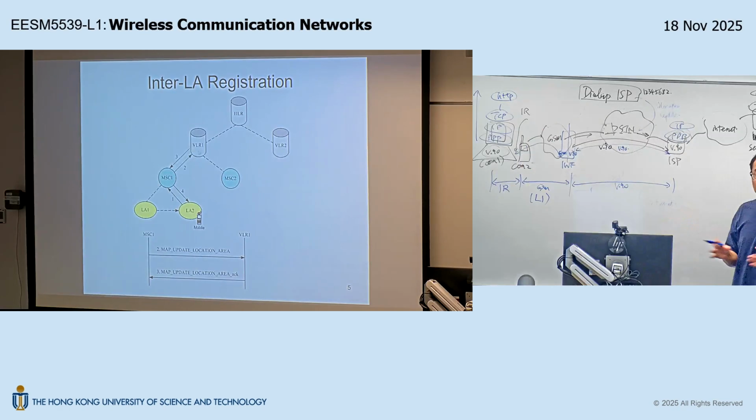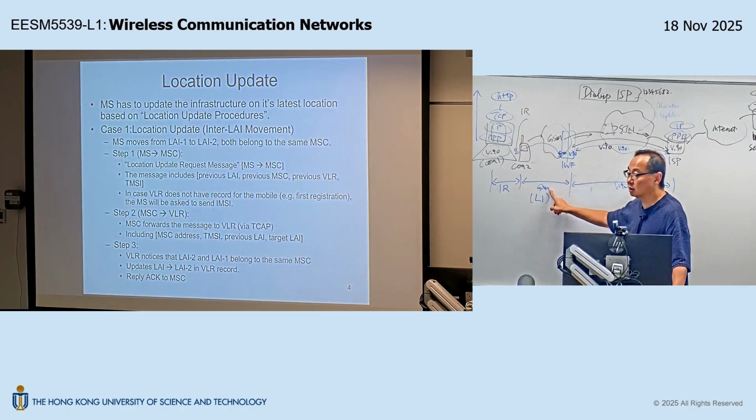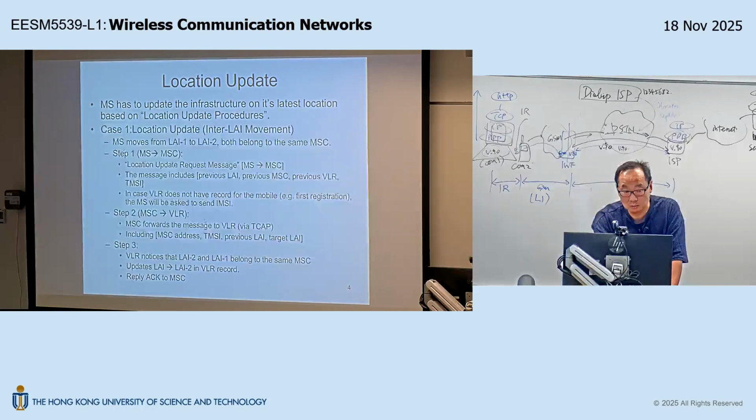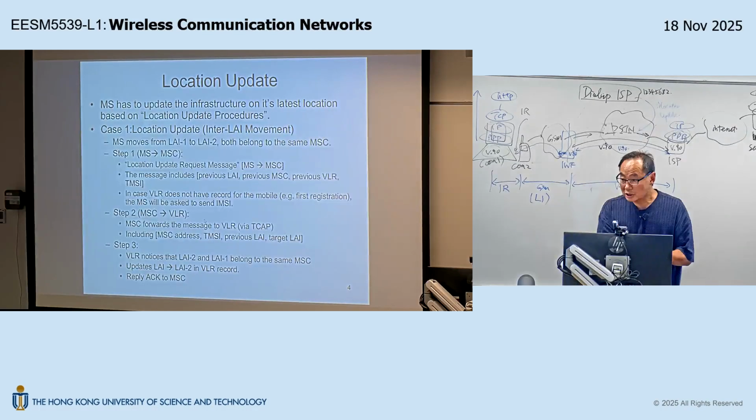Is that okay? Now, the visiting location register, after completing this database update, also needs to consider whether the update is completed. What do we mean? The mobile record is split between the home location register and the visiting location register, right? So if you are the visiting location register, you update your local record, LA1 to LA2. But you also need to consider, do I need to update the corresponding record in the home location register or not?